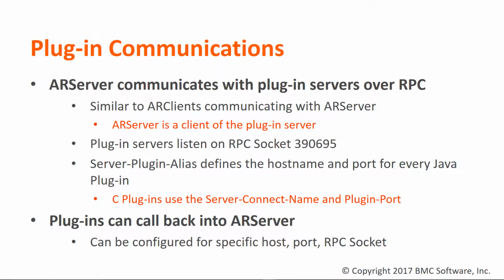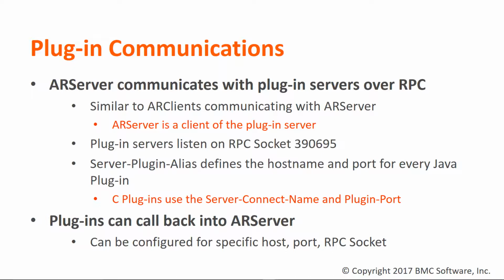Now let's talk about plugin communications. AR server communicates with plugin servers over RPC. Now this is the same way that any AR server client communicates with AR server. We use RPC. Now the plugin servers listen on RPC socket 390695. If you have multiple Java plugin servers and a C plugin server, they all listen on RPC socket 390695.